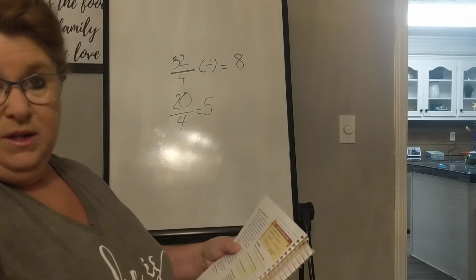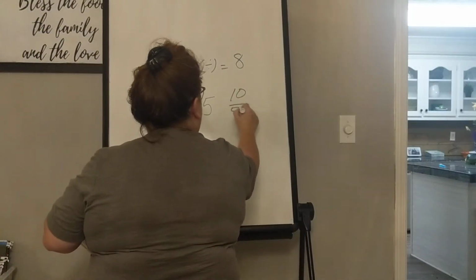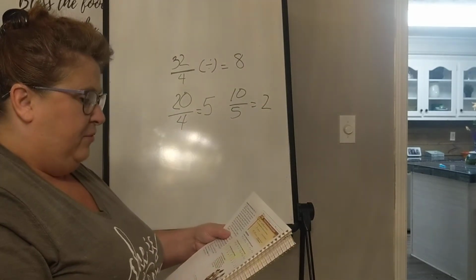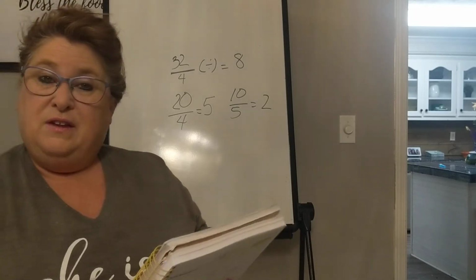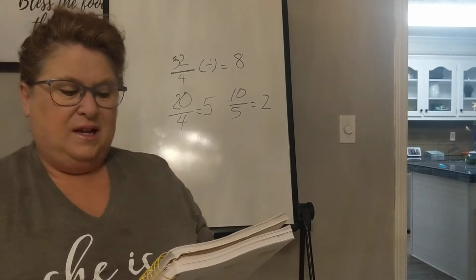And the first problem wasn't 20 over 4, it was 10 over 5. 10 divided by 5 equals 2. So letter A, we have 54 divided by 9, or 54 over 9. So 54 divided by 9 is 6.